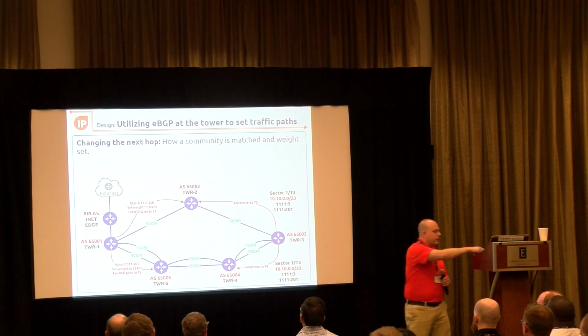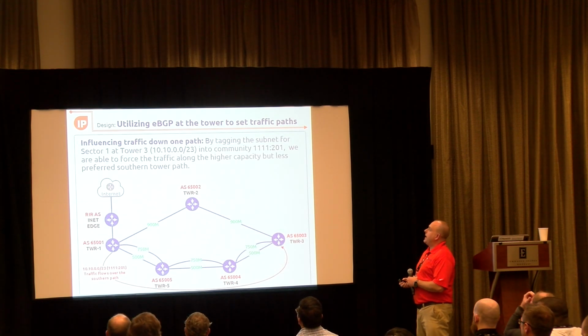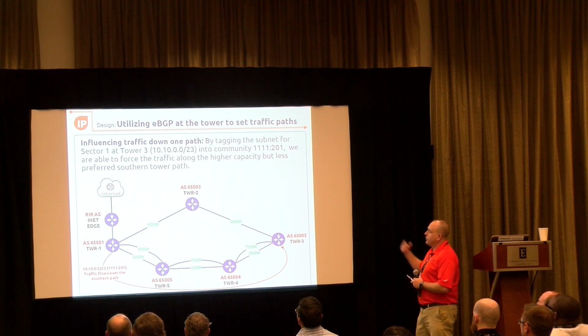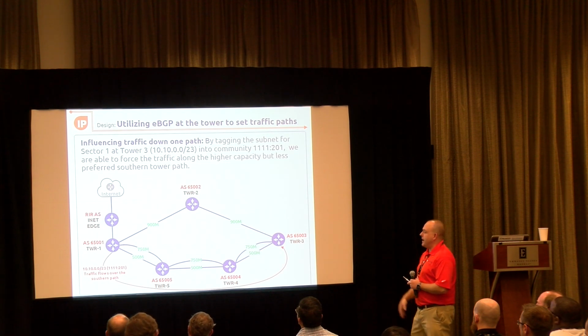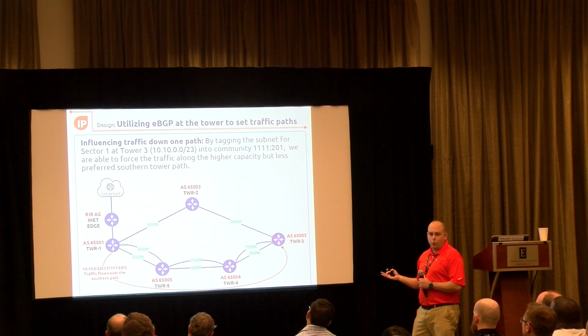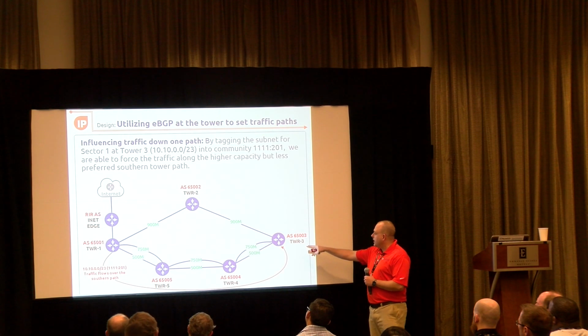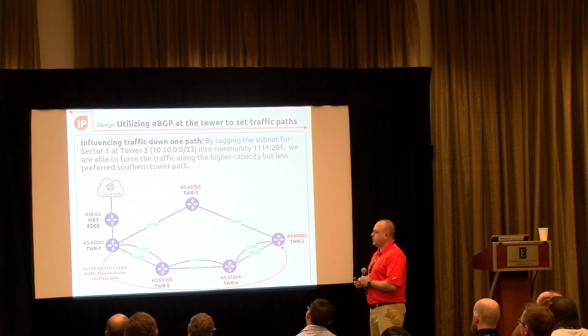So we're going to look at influencing traffic down a single path. So by tagging the subnet from Tower 3 into community 111.201, we're able to force the traffic along the higher capacity path, leveraging our OSPF transit fabric. We can use all 1200 meg between all those towers, and we can force it down this path. So even though we have 2 more routers here, and the routing protocol would naturally see it as a longer, worse path, we can say, hey, the minute I build out a new sector, I can tag exactly which path I want it to go down.